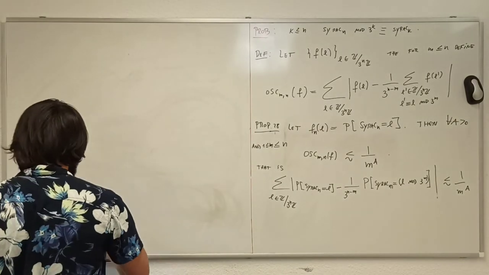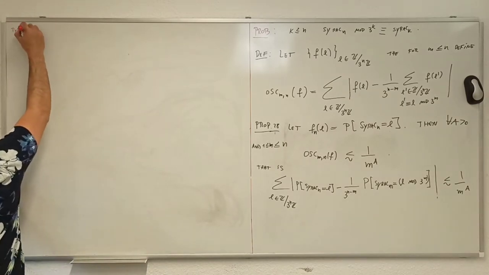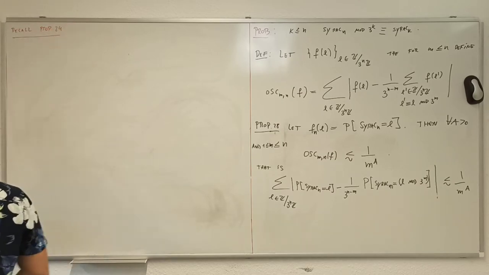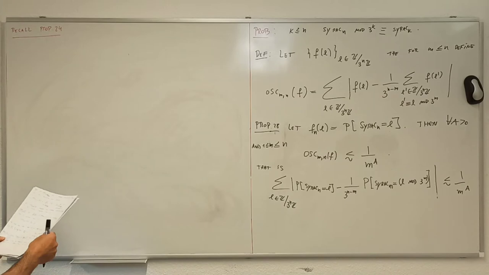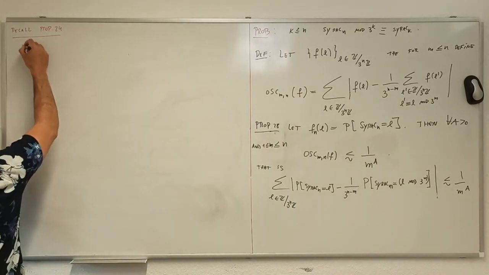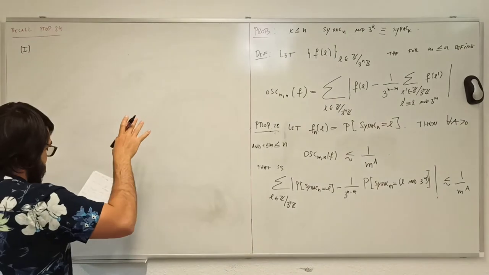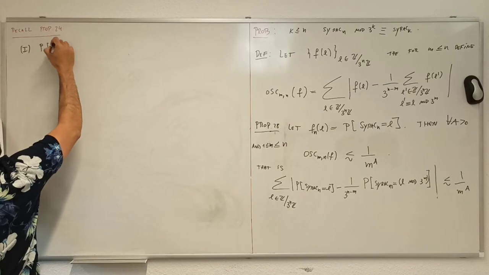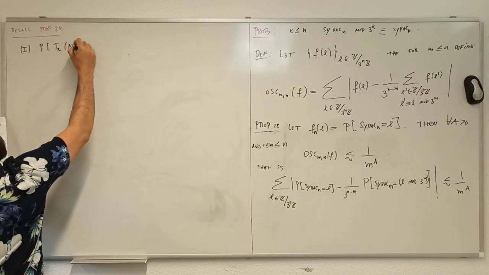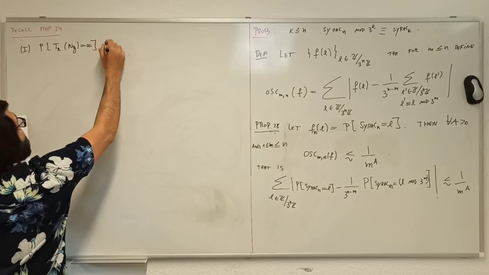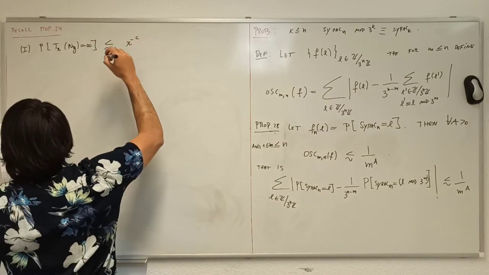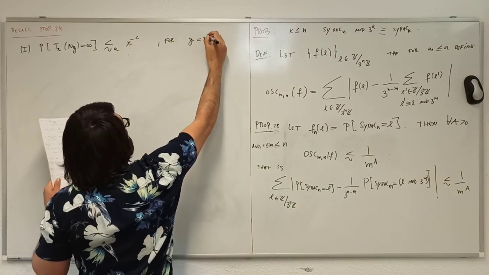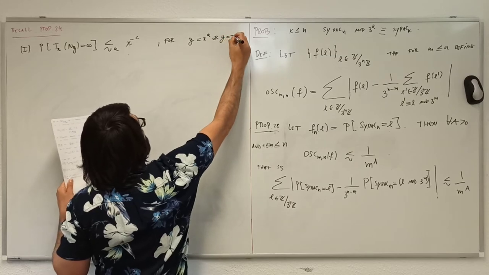Okay, so let me recall the proposition, proposition 24. Just informally speaking, you have to look exactly at the proposition in the previous video. It has one statement, which is this one, and this is for y equals x to the alpha, or y equals x to the alpha squared.